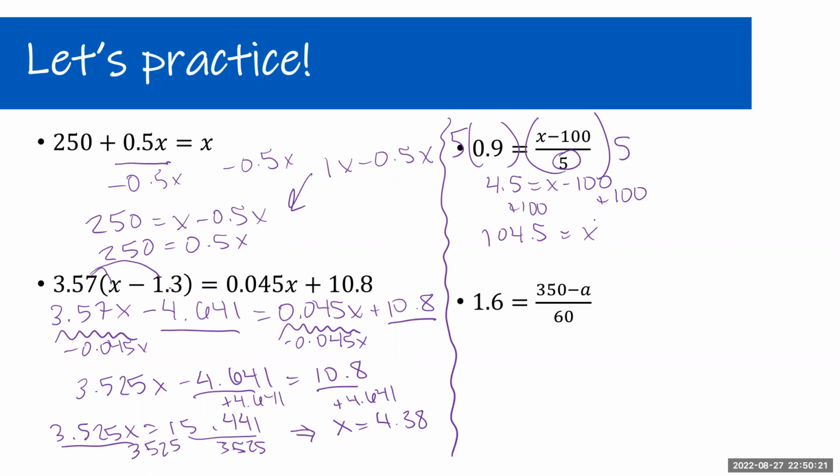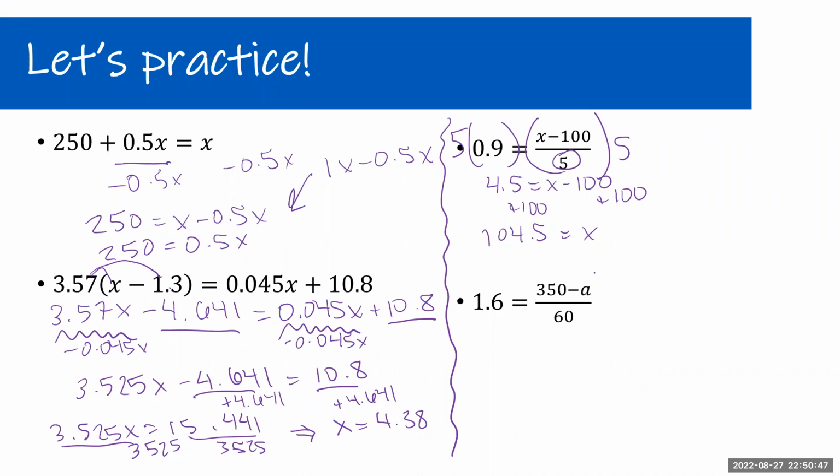And lastly, 1.6 equals 350 minus a over 60. Something to keep in mind here, we've used x up until this point, but you can use whatever letter you want. If you don't like x, then use a, use b, use a star symbol. Be careful you don't use an asterisk because that's usually multiplication, but you can use whatever shape you want. Use a Greek letter. We're just talking about an unknown here.